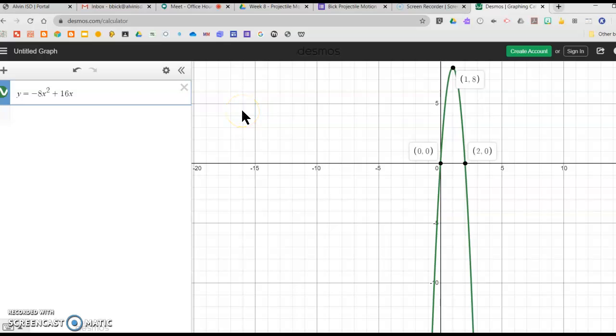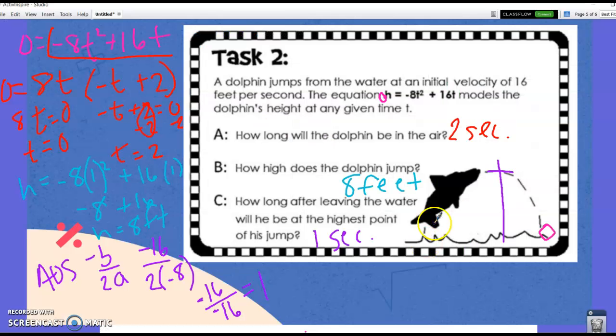You are welcome to use Desmos to help you with all of the task cards. Please reach out if you have any questions. I'll do some more examples on Wednesday.